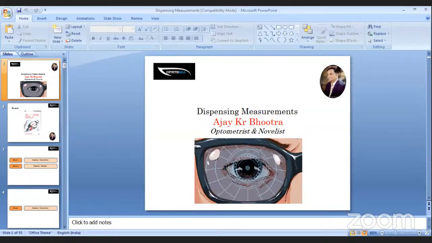Now, any PD measurement for the distance vision glasses should always be measured monocularly, and PD measurement for the near vision glasses should always be measured binocularly. The reasons are fairly simple, because when we look at the distance, our eyes go out. Hence, monocular PD helps us keep the patient's line of sight equally centered for better visual performance through the lenses.